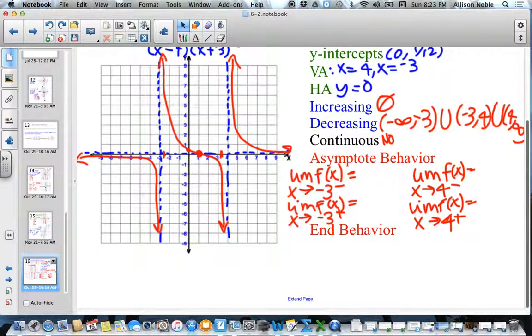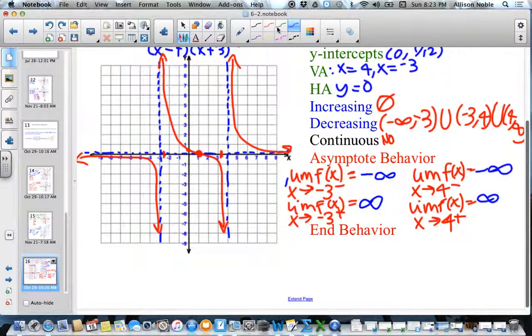So, as I'm approaching negative 3 from the left, my graph is going to negative infinity. As I approach it from the right, my graph is going to positive infinity. As I approach 4 from the left, my graph is going to negative infinity. And as I approach 4 from the right, it is going to positive infinity.